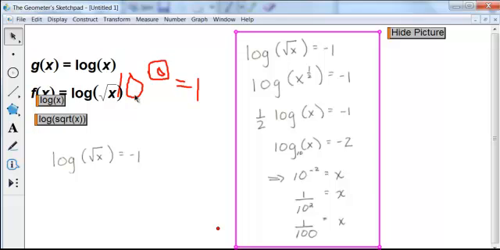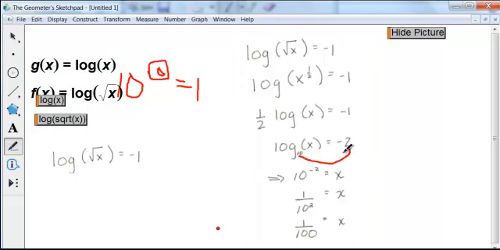Now, the next thing I want to do is use the general definition of logs and say what we said here. So 10 to the -2 is equal to x. I always talk about going around the world. So in this case we have 10 to the -2 is equal to x. Well, 10 to the -2 is 1 over 10 squared, which is 1 over 100. So there's your final answer. Hope that helped.